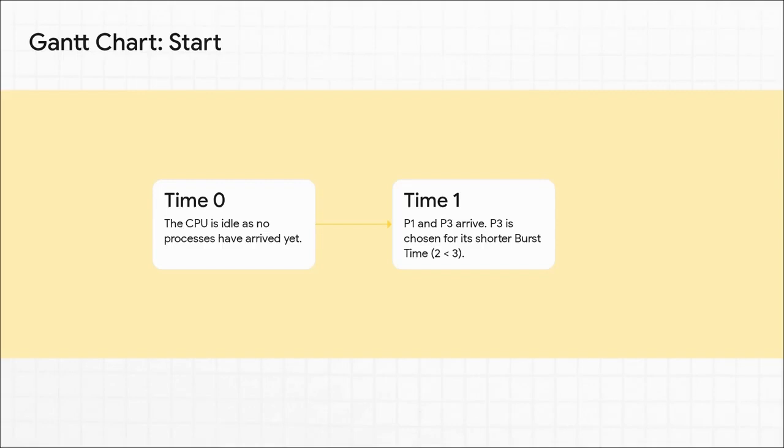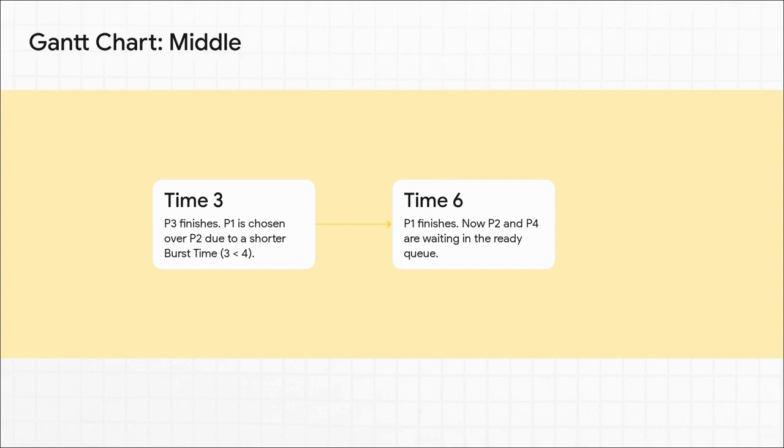So the scheduler has a choice to make. It looks at their burst times. P1 needs 3 units of time, but P3 only needs 2. Well, the rule is shortest job first, so P3 wins. It gets the CPU. So P3 starts at time 1 and runs for 2 units, which means it finishes at time 3. Now, what's happened by then? Well, P1 is still waiting, and P2 has also arrived at time 2. So the scheduler has a new decision. P1 or P2. P1 needs 3 units of time, P2 needs 4. Again, shortest job first, so P1 gets to run next. It starts at time 3, runs for its 3 units, and finishes at time 6.